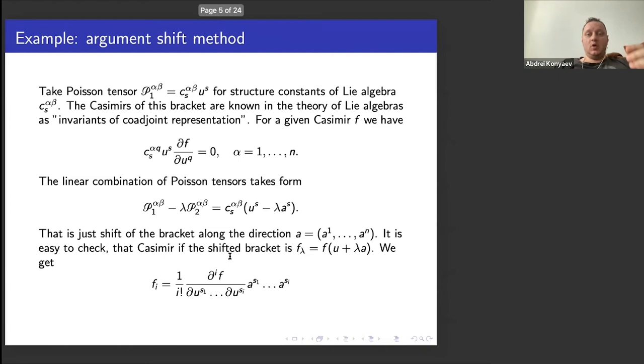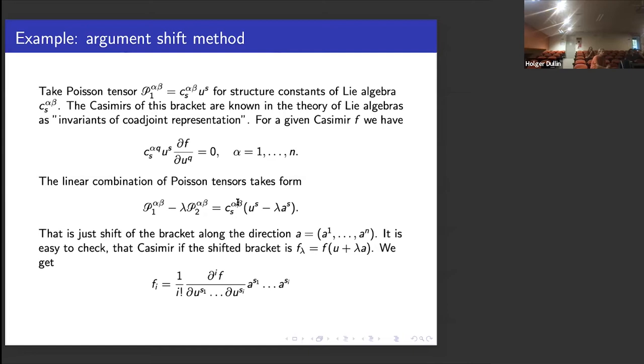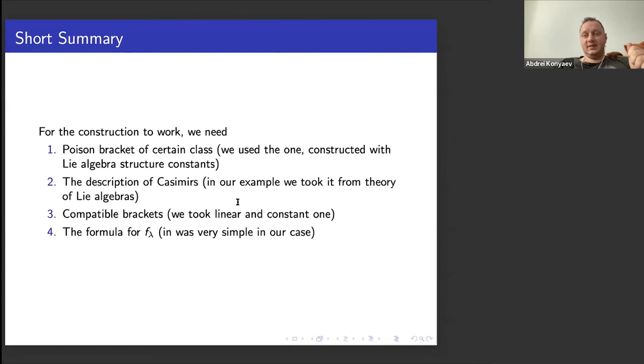It's actually called the argument shift method. This is the essence. It is a little bit more complicated, but this is how the argument shift method works. That's what you did using Casimirs. Okay. So we see that in the finite dimensional case, what we need for this construction to work is a description of the Poisson bracket.